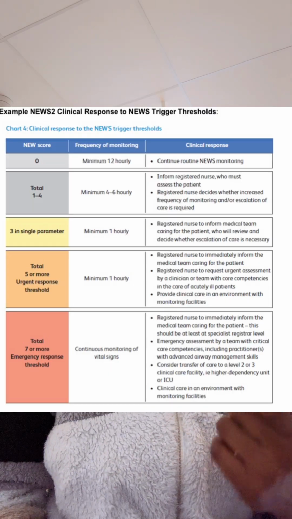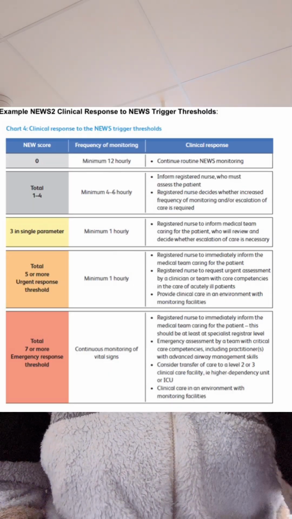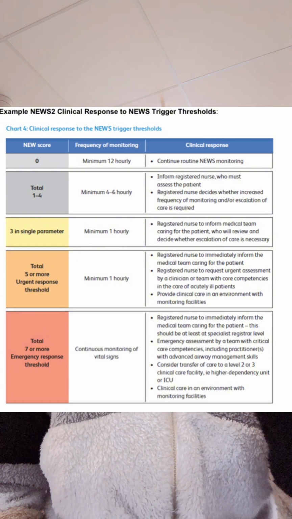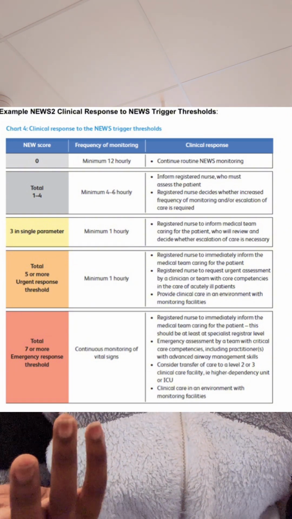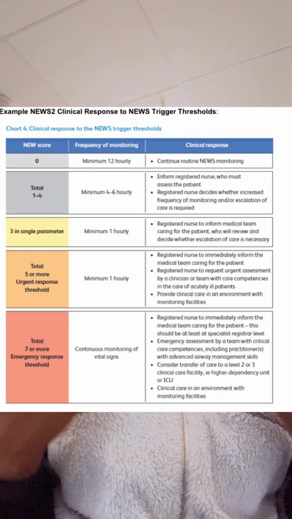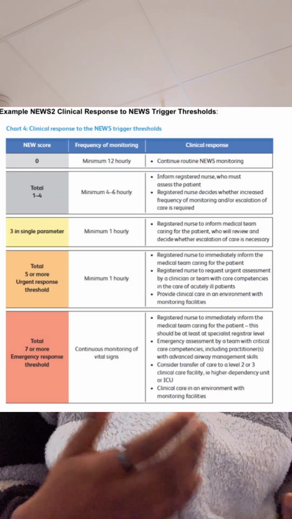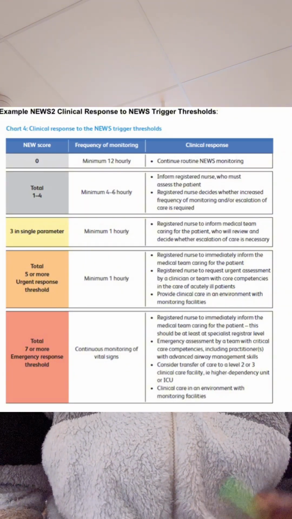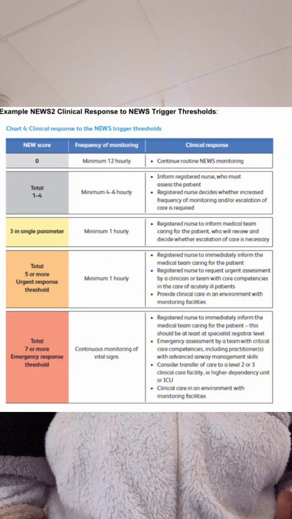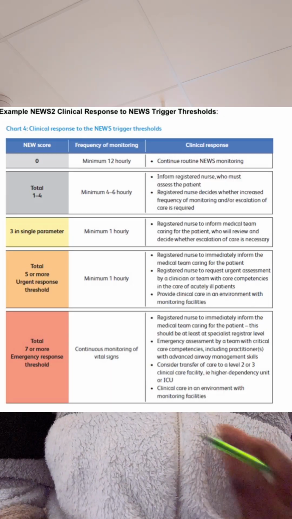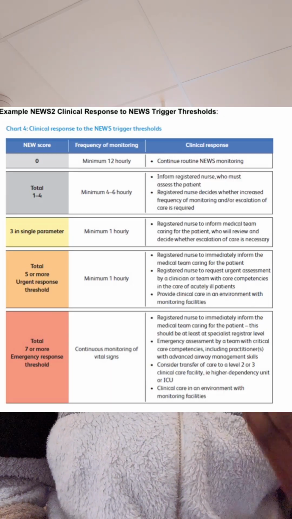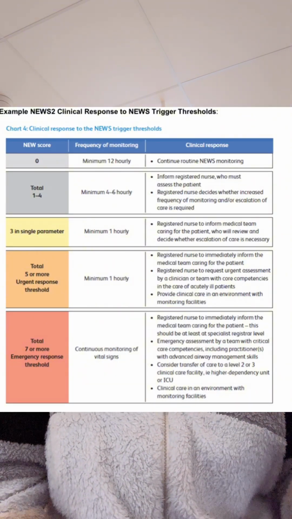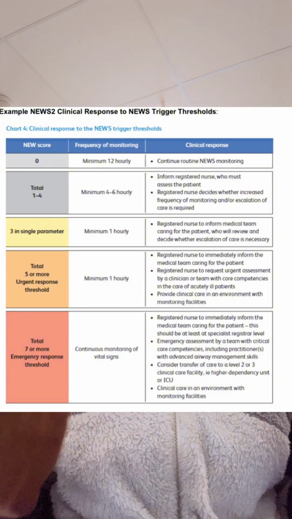But if you're a registered nurse and you get a NEWS of 1 to 4, it says decide whether an increased frequency of monitoring or escalation of care is required. So that is up to you. For example, with the SpO2, if the patient is on oxygen, that's a score of 2. A patient being on oxygen might not be an alarm. It's probably just to help boost the saturation, and with the oxygen, the patient's saturation has gone up to 96, and there is no cause for alarm. There is no need for escalation.